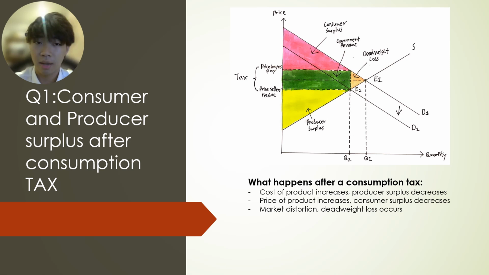With this reduction happening, it creates a market distortion because some buyers will not buy the product anymore and fewer products will be produced by the producers due to the increase in price. And this leads to a deadweight loss, which is the triangle highlighted in orange.